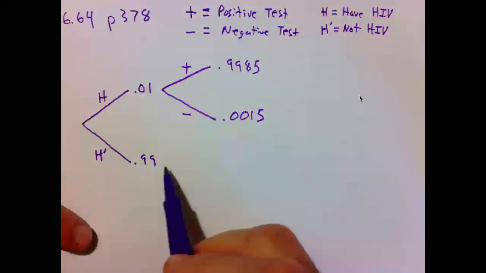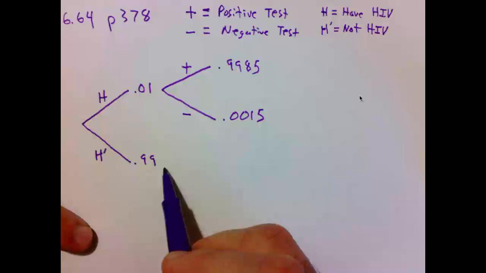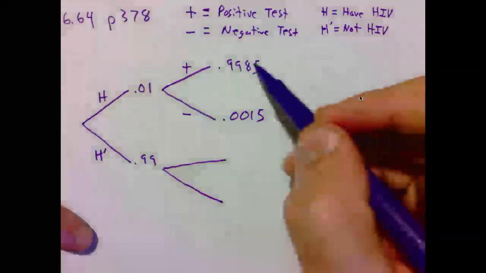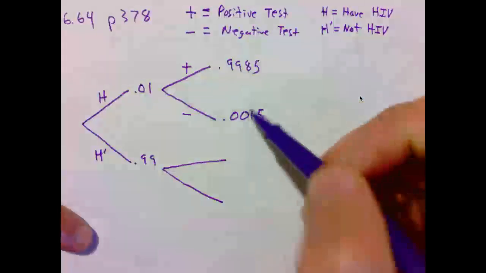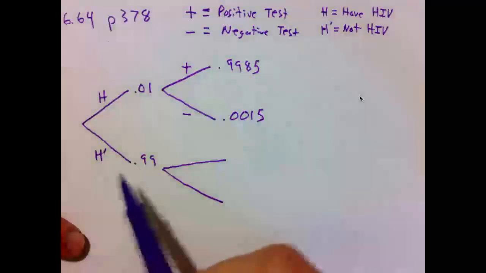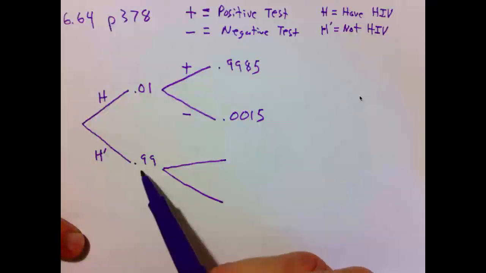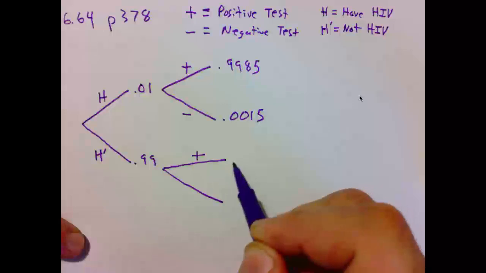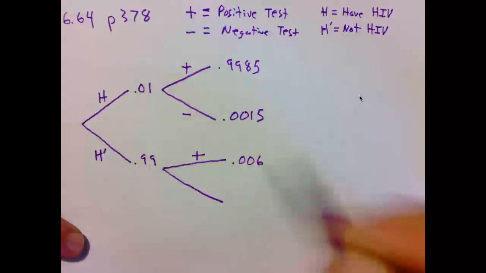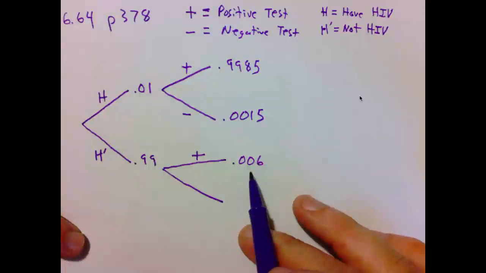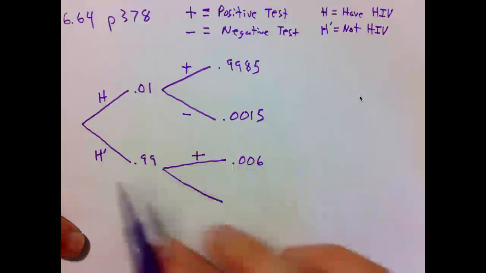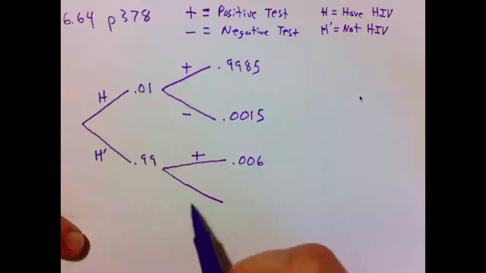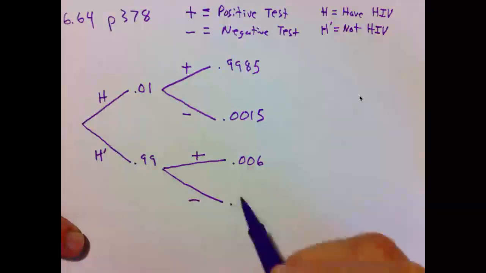Well, for the portion that actually does not have the virus, again, we see this phenomenon where it sums to 1 at the split. If you do not have HIV, you will test positive. That is a false positive result in 0.006. That is 6 out of 1,000 people without HIV will test positive. And a negative result will occur in the complement, 0.994.